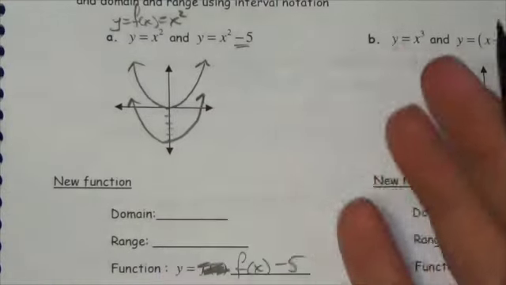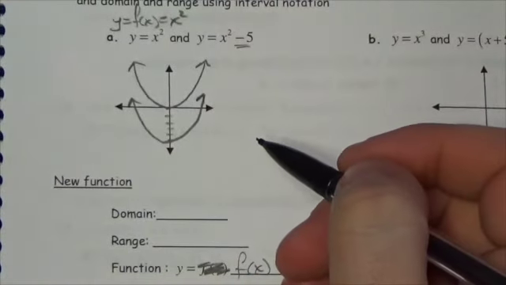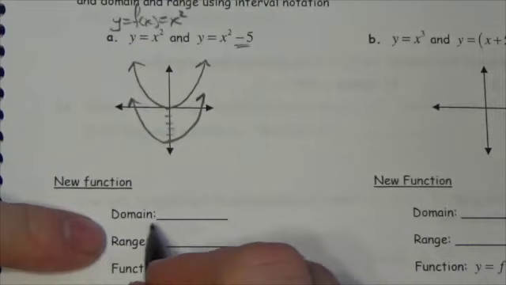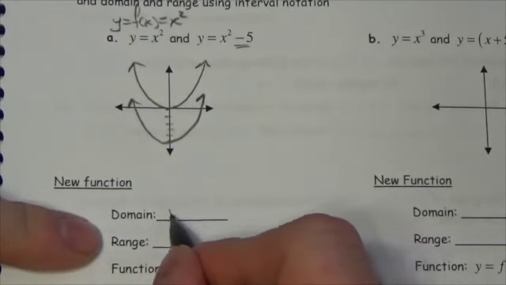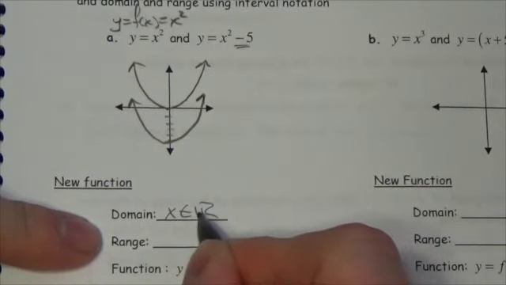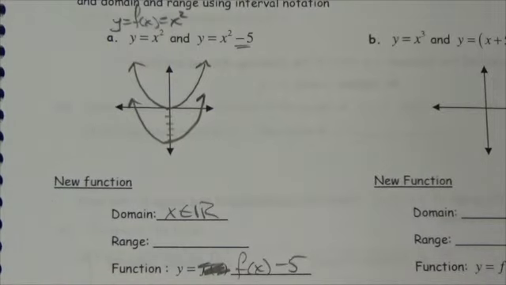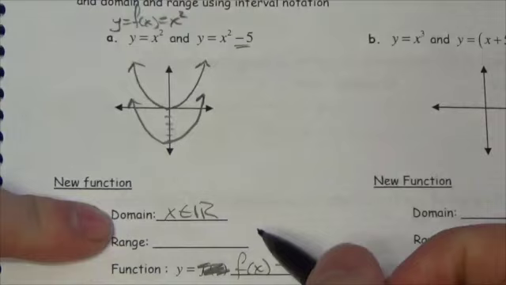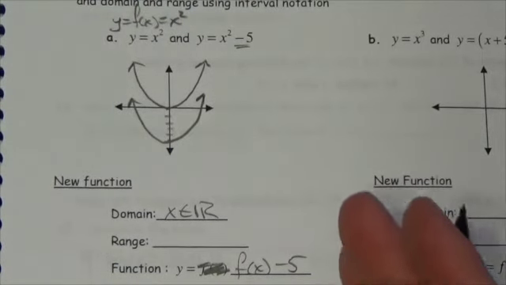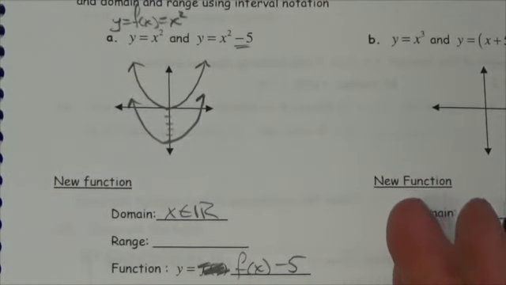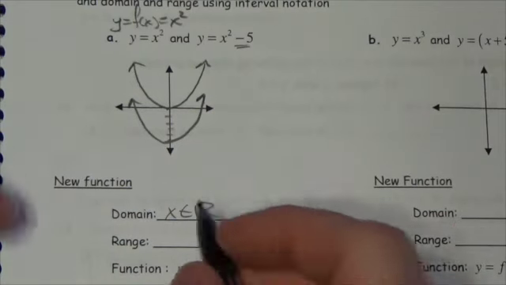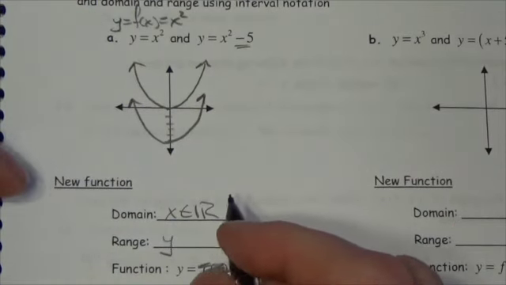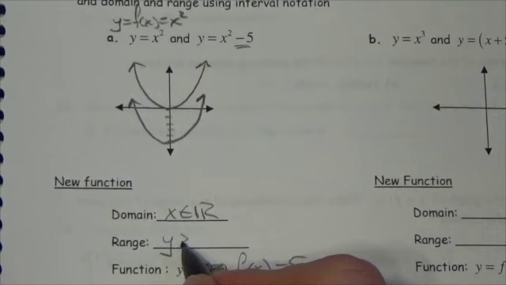My domain, because this is a vertical transformation here, notice that this is not going to affect the domain. So the domain stayed the same. Now, it really wouldn't have made much difference because it was an element of the reals. It'll always be an element of the reals. The range, however, is going to be directly affected by this. So a vertical translation cannot affect the domain, but it can affect the range. And in this case, because I've dropped it 5 down, it was greater than or equal to 0. Now it's greater than or equal to negative 5.